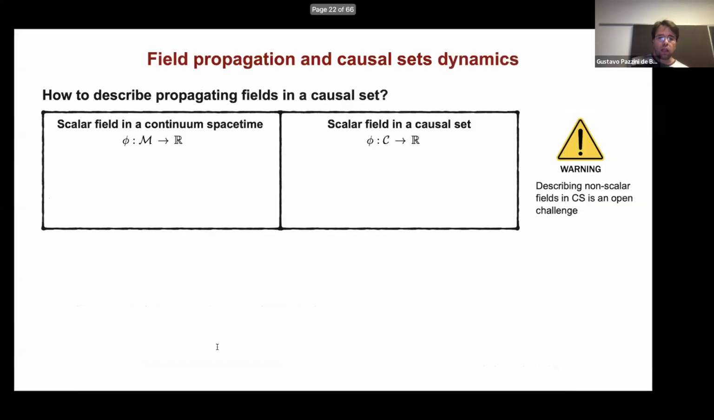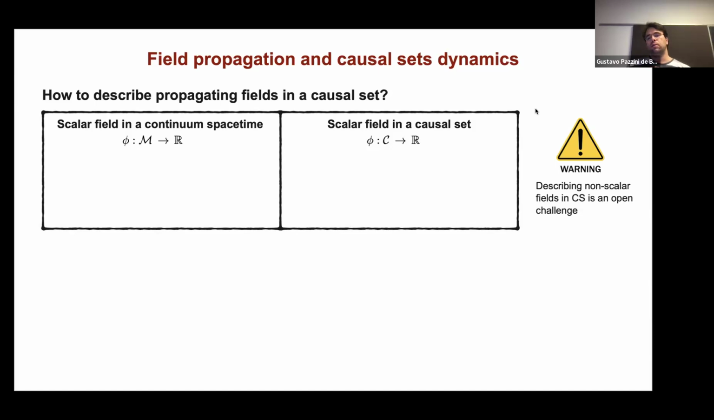Okay. So now that we know what is a causal set, let me then move to propagation of particles or fields in a causal set background, and on how to define a causal set dynamics, because as we are going to see, these kinds of questions are connected in the way that we construct the dynamics in causal set theory. So the first question that I want to address here is how to describe propagating fields in a causal set.